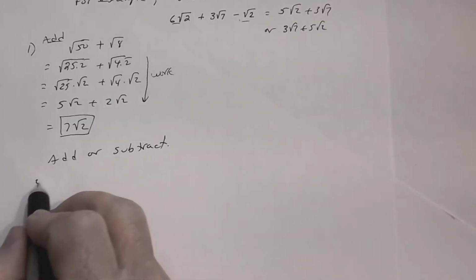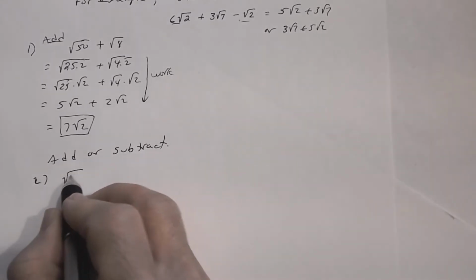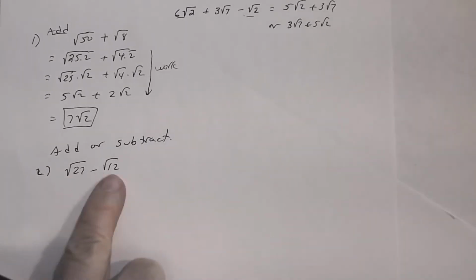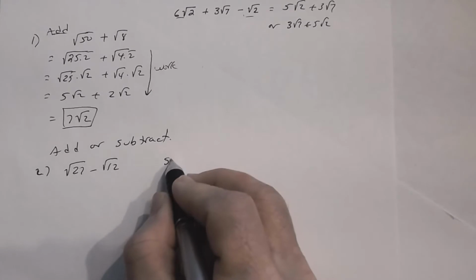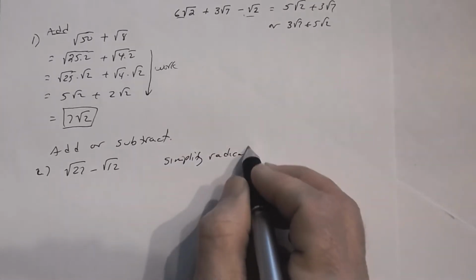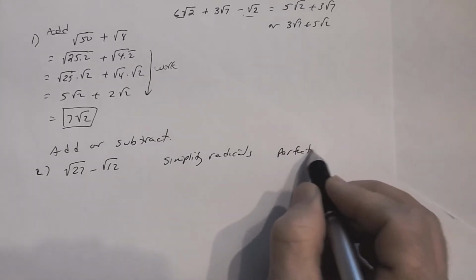So let's look at number 2. So number 2, let's suppose we had the square root of 27 minus the square root of 12. All right, now I want to subtract those. Now remember, I can't subtract those just yet because the radicands are different. But then you got to remember, can I simplify the radicals? And we are dealing with square roots only, so just think about perfect squares.